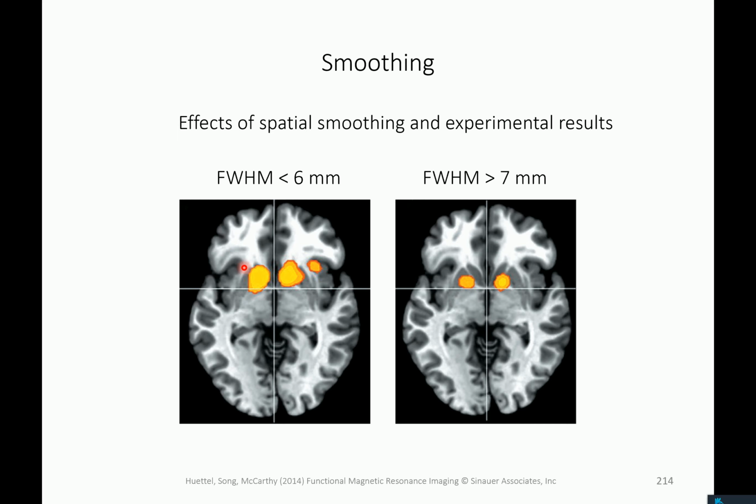Here, if you smooth with smaller than 6 millimeter, you get activity in both parts of the striatum and also some insular activity or whatever that is here. Thing is, this is all social convention.